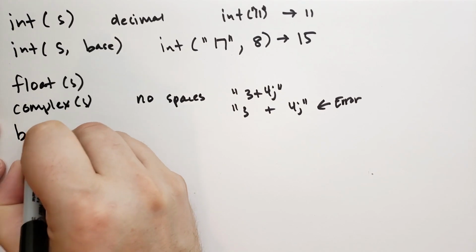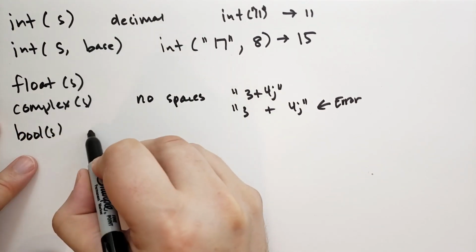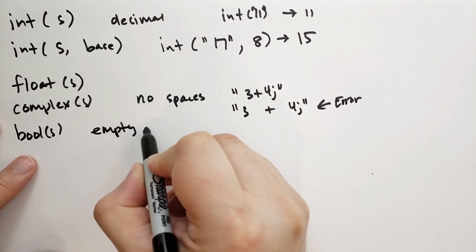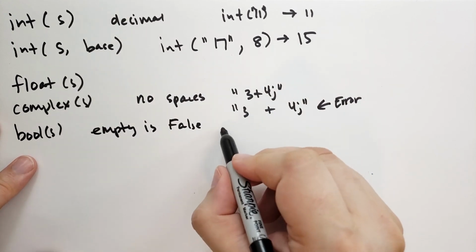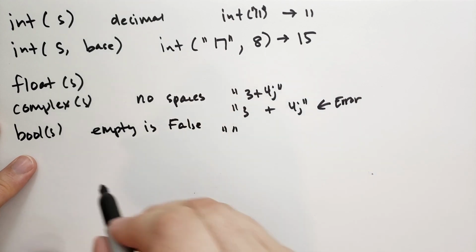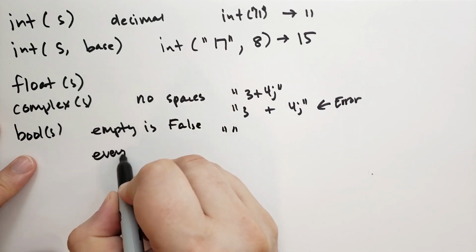Bool of a string. So the empty string is false. What does an empty string look like? That's just quotes with nothing inside. And everything else is true.